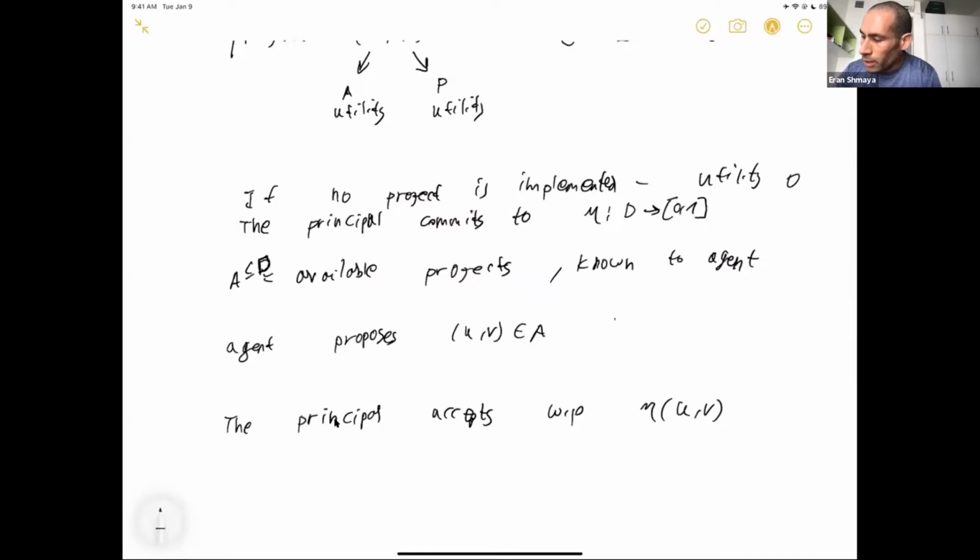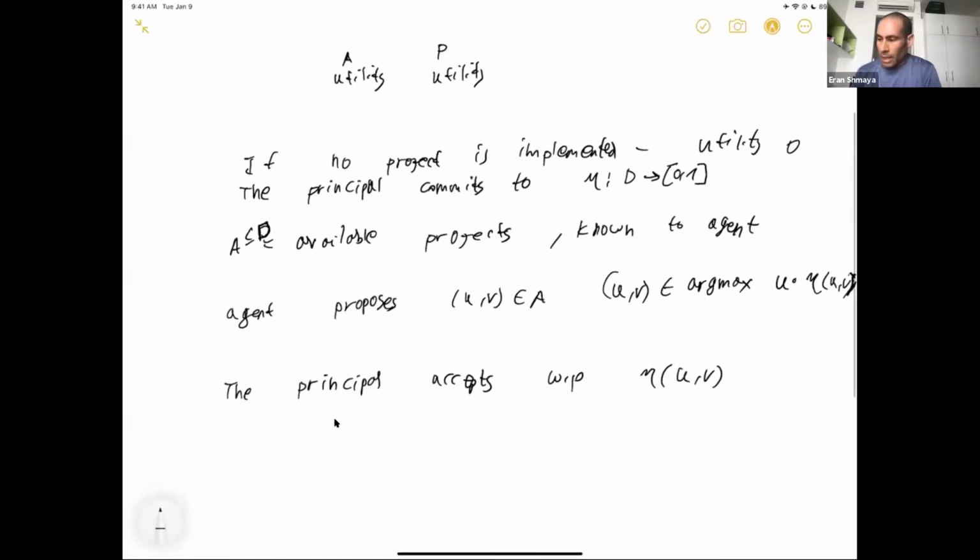He will pick the (U, V) that maximizes his own expected payoff. This is how the agent will pick the (U, V) that he proposes. And the principal's payoff under this mechanism is going to be V times eta(U, V). This is the principal's payoff.